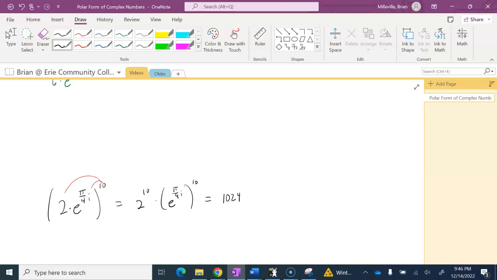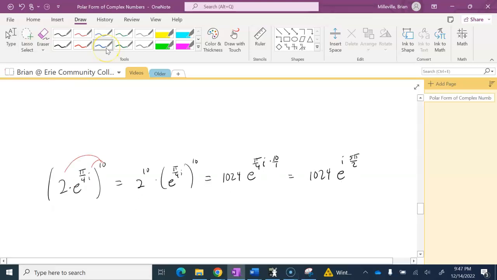But when we raise a base to a power to another power, we know from our algebra facts that we multiply those exponents. We'd have pi over 4 i times 10, or 10 over 1, which we would then simplify slightly to rewrite this as e to the i times 10 over 4, which is 5 over 2, so 5 pi over 2. So that would be writing that into polar form.